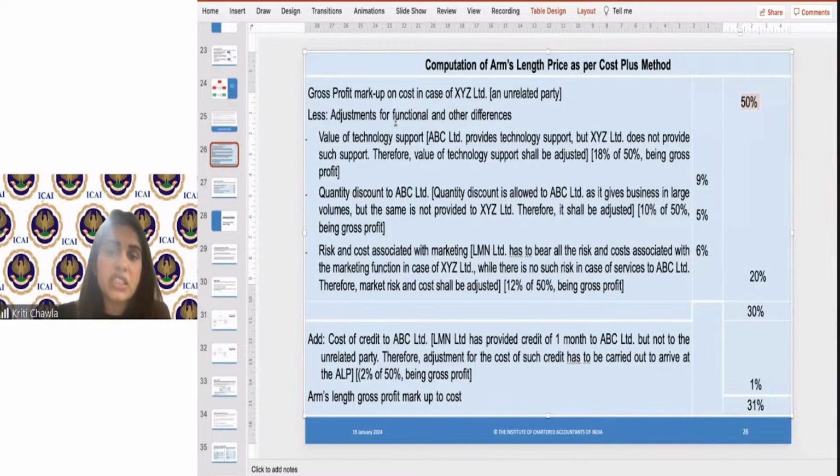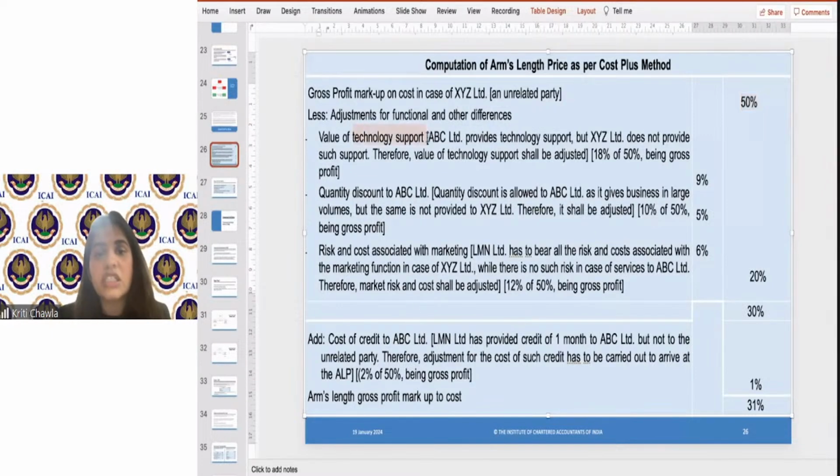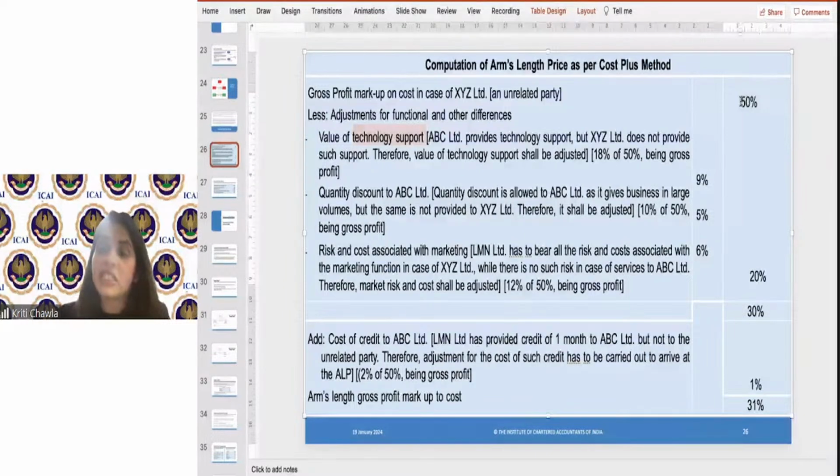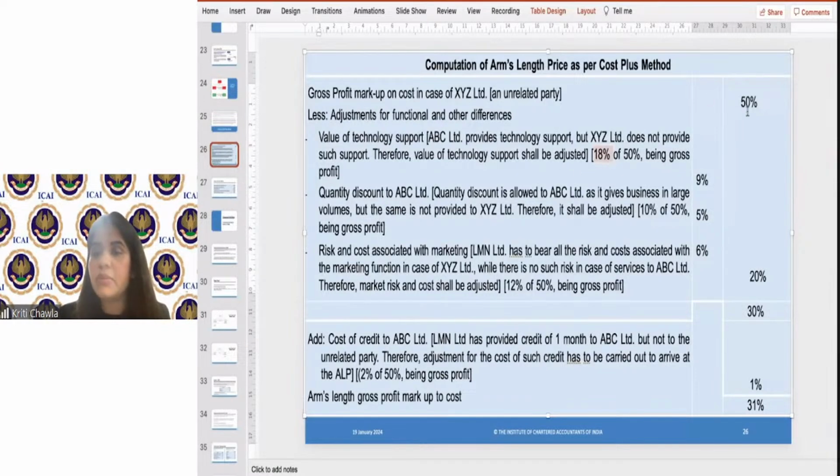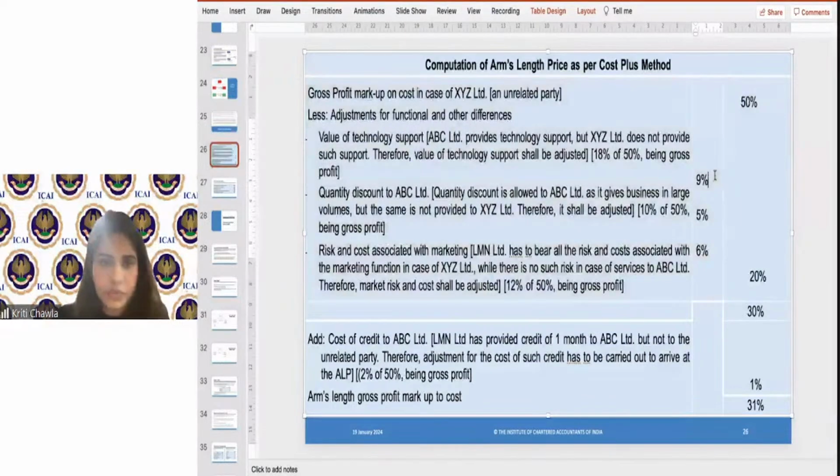We'll have to adjust it for functional differences. The first adjustment is the technological support adjustment. ABC Limited provides technological support, but XYZ does not provide technological support, and this is XYZ's profit margin. So we'll have to delete this profit margin because it is not provided here. The profit margin is going to be 18% of gross profit. That means 18% of 50%, and that comes to 9%.